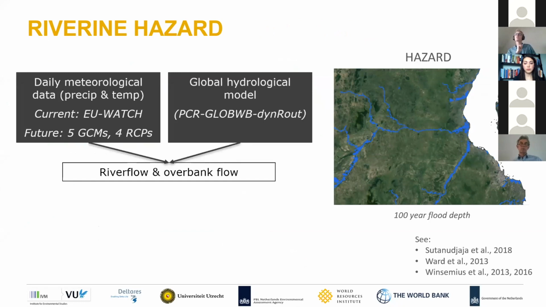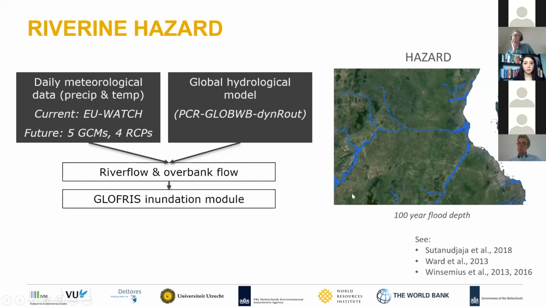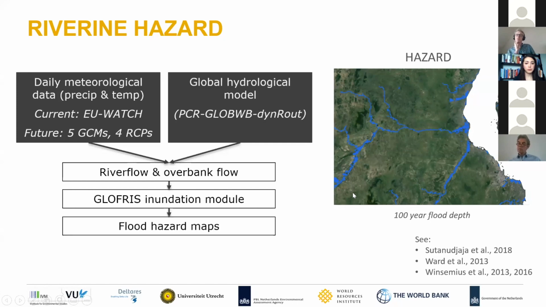So this model is forced with climate data, precipitation, temperature, and a few other variables. And out of that, we get river flow and overbank flow, so how much water is flowing outside of the river for every day. And that's forced with climate data for the current period based on reanalysis data, so based on observations and models. And for the future, using 5 global climate models and various projections. From this then, we use an inundation model, which gives us those kinds of hazard maps that you can see on the right.